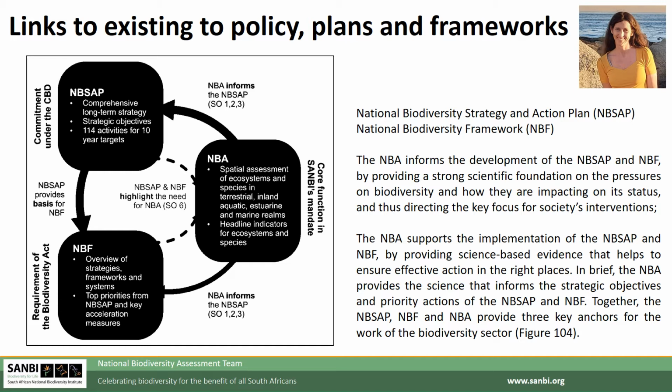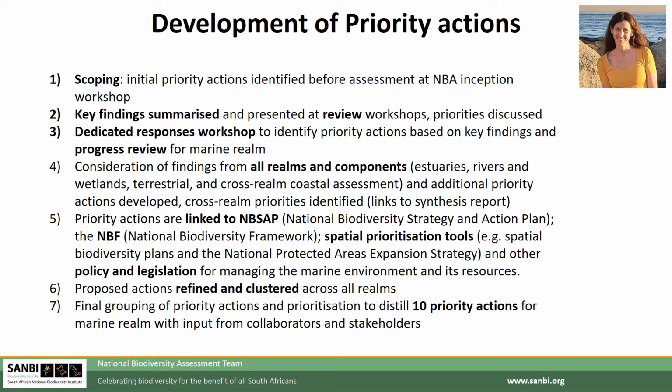Secondly, the NBA supports the implementation of these strategies and plans through provision of science-based evidence and by objectively distilling a set of priority actions, and then these inform future iterations. There's really no perfect sequence for developing these, and these various products are often developed in parallel or overlapping. As the focus of this video is actually how we do the National Biodiversity Assessment, I'm going to walk you through how we develop the priority actions.